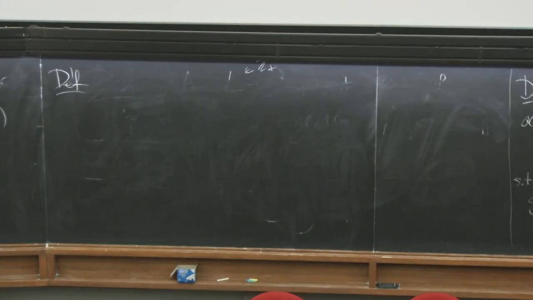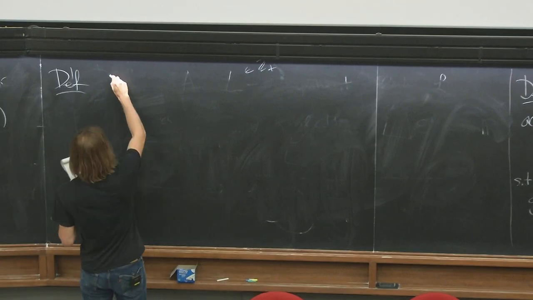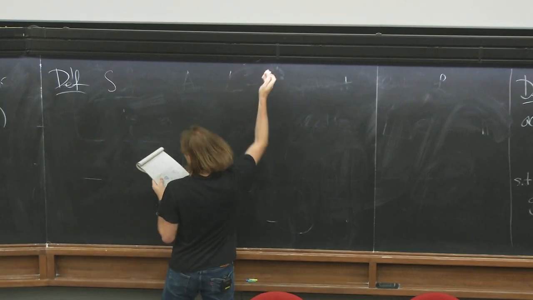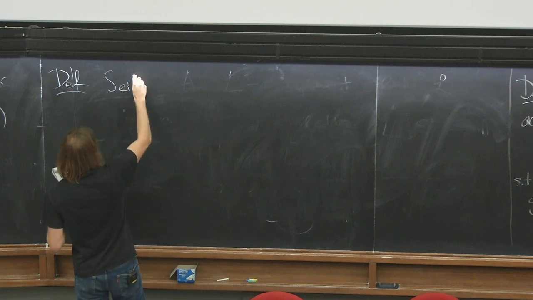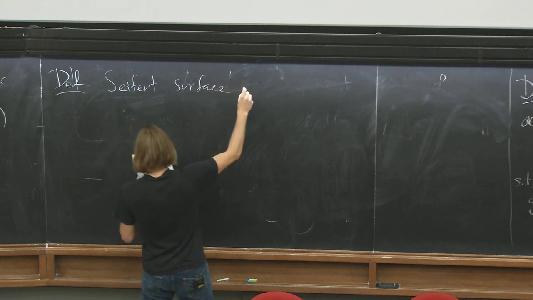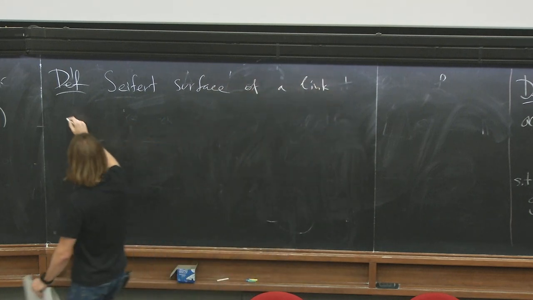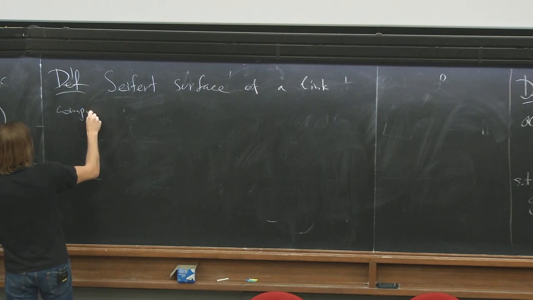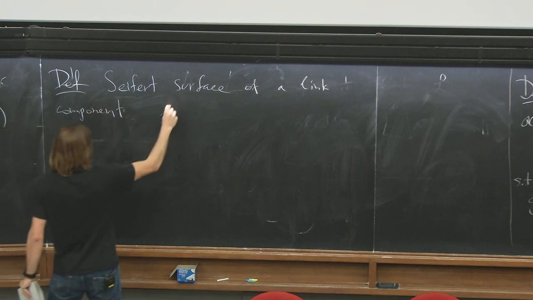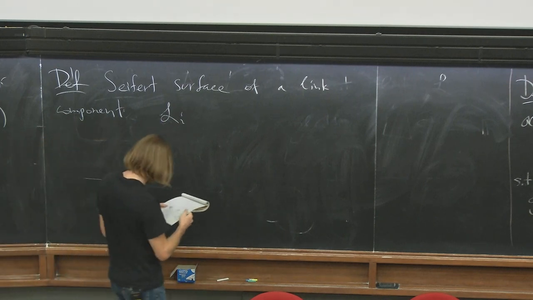So before I proceed to the definition of the invariants, I want to define a certain important notion, the Seifert surface. A Seifert surface of a link component Li. So I choose a particular link component. So this is a circle embedded in R3.